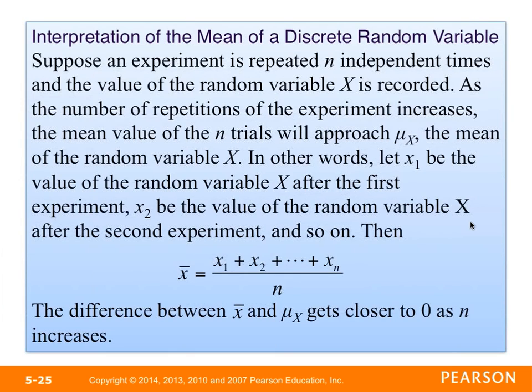So in other words, we let x1 be the value of the random variable x after the first experiment. x2 is going to be the value of the random variable after the second experiment, and so on. Then the difference between x bar and mu of x gets closer and closer to 0 as n increases.